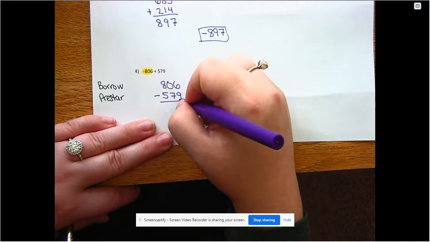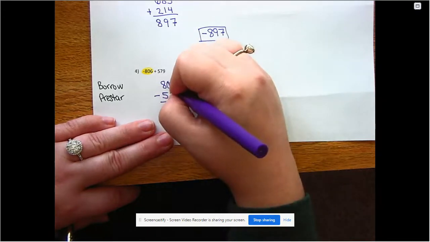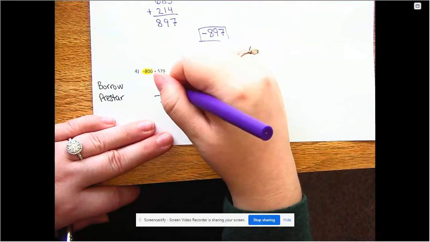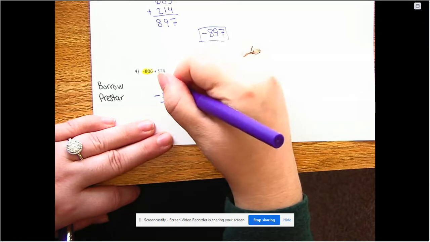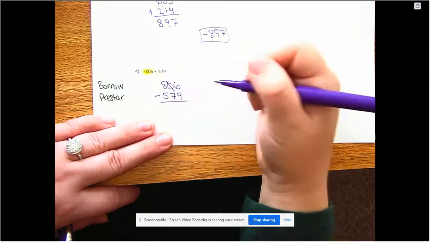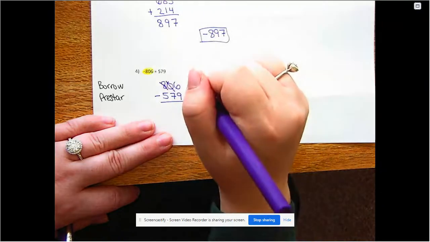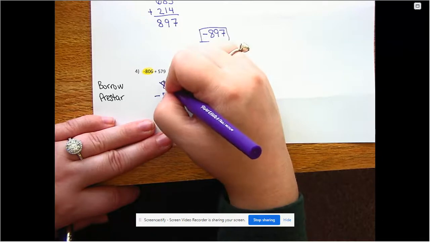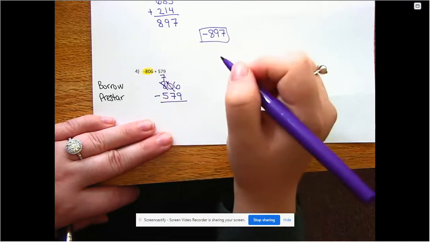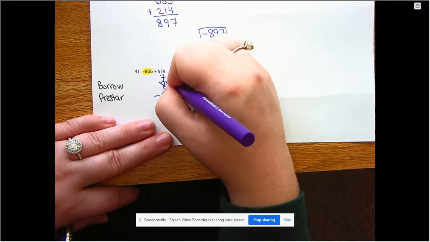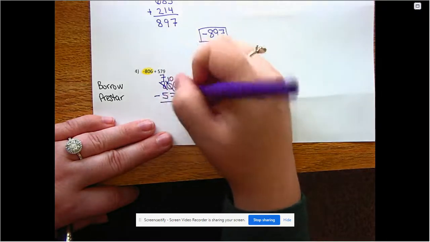6 minus 9 we can't do, so I have to borrow from the 0. 6 menos 9 no se puede, entonces tenemos que prestar de 0. But 0 doesn't have anything. Pero 0 no tiene nada. So we have to borrow from the 8. Entonces tenemos que prestar de el 8. 8 becomes 7. 8 cambia a 7. 0 becomes 10.